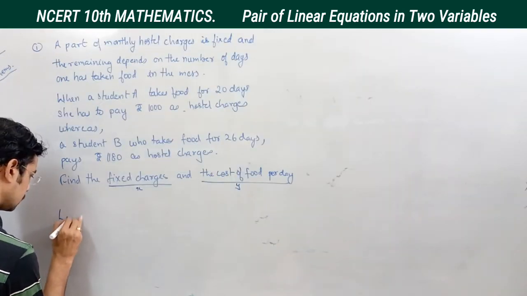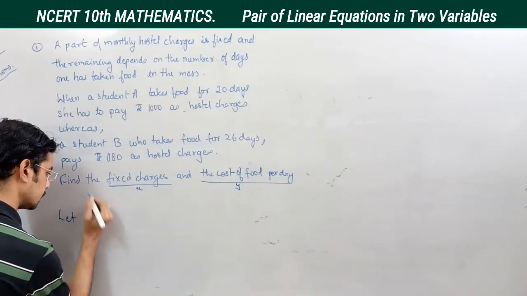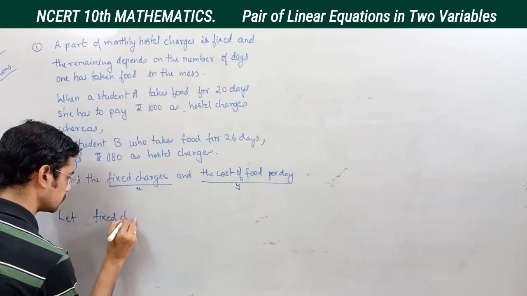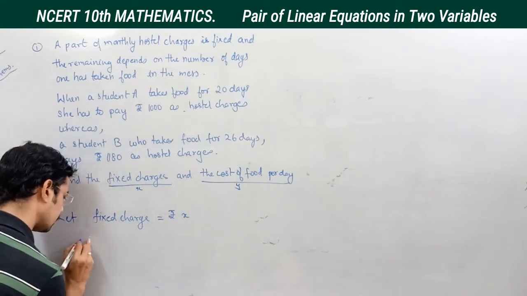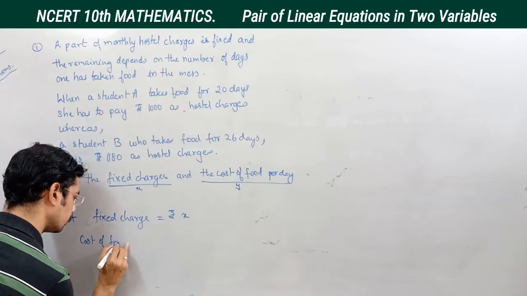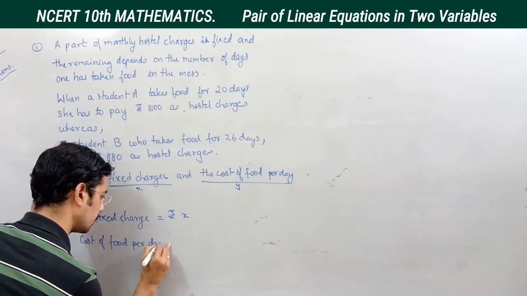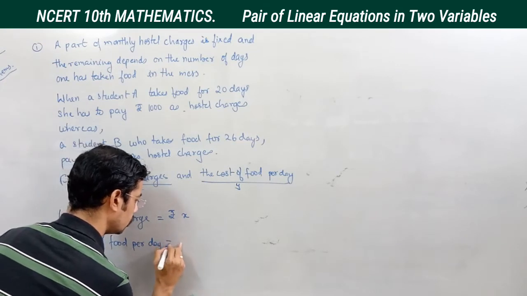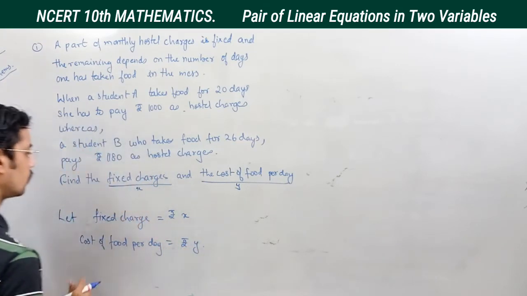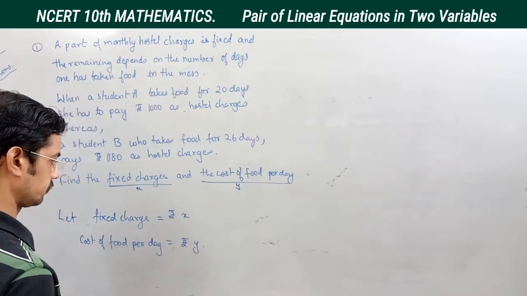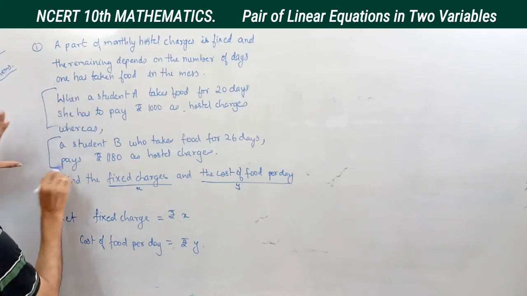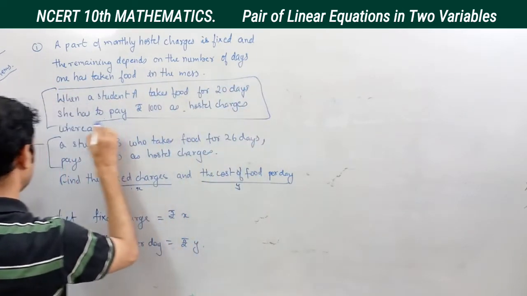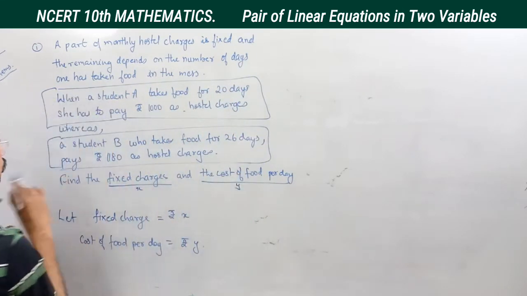So let the fixed charge be rupees X and the cost of food per day be rupees Y. Now, this is the first situation and this is the second situation. We can have two situations. We have already written the question in such a way that it can be broken into pieces.